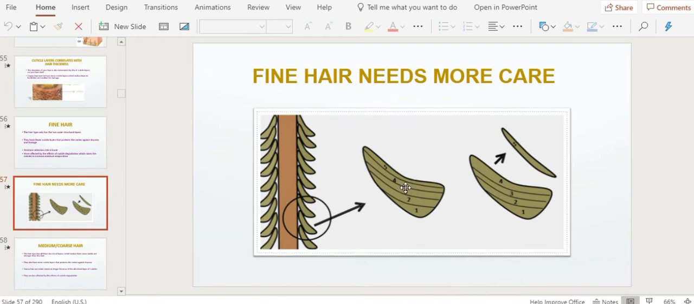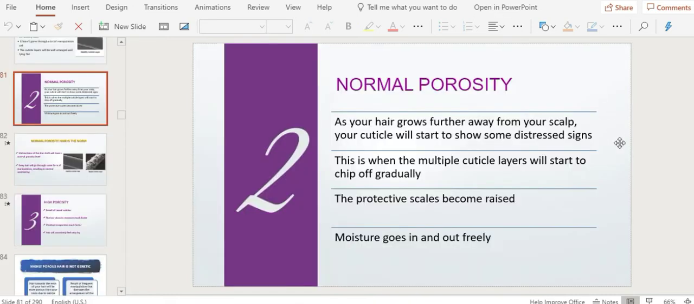And then eventually, once they chip off completely, the cortex will be exposed. And by then, there's nothing you can do about it than to just cut up your hair, like at that particular line. And I think I talked about that in the previous module. So when the cuticle layers one day become raised and they start chipping off bit by bit, that means that your porosity level will be increased. So moisture can go in much faster than when you compare that to low porosity.